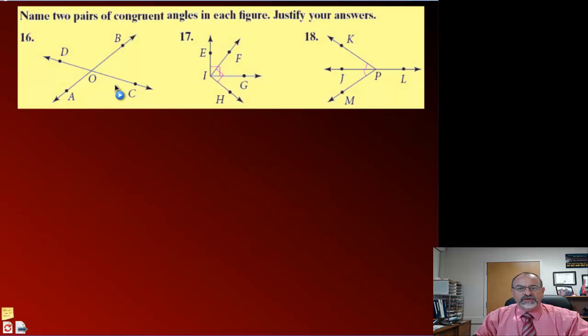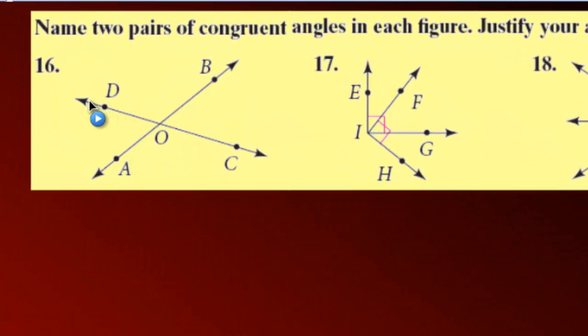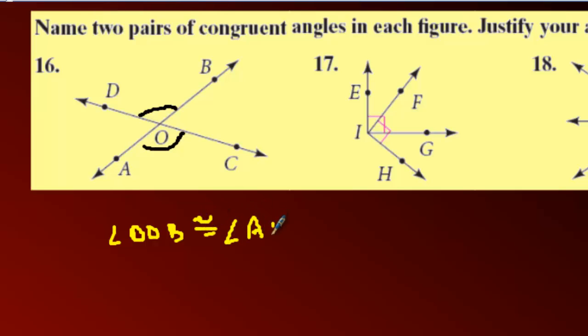Name two pairs of congruent angles in each figure. So now you have to think about these angles that would be congruent and why. Here we have two lines that intersect, so we know the vertical angles are congruent. So we could say that angle DOB and angle AOC are congruent, and we know that because vertical angles are congruent.